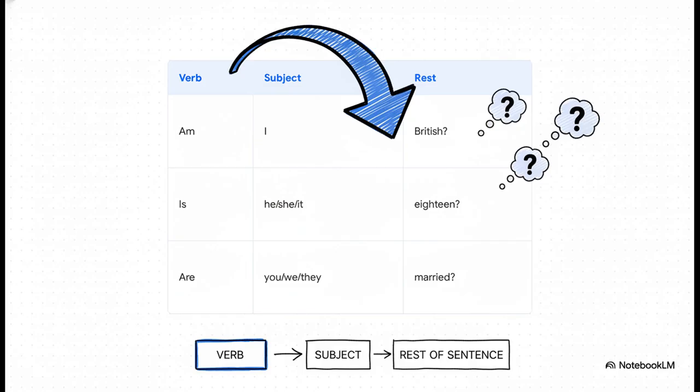Look at the columns. We always start with the verb, am, is, or are. Then comes our subject, I, he, she, it, or you, we, they. And finally, the rest of the info. Am I British? Is she 18? Are they married? That structure literally never changes. Verb first, subject second. It's like a formula.